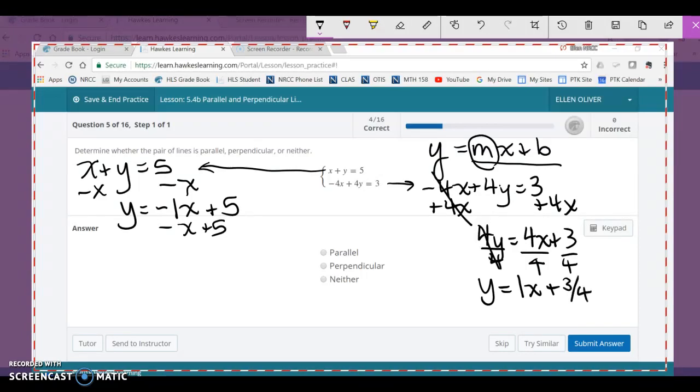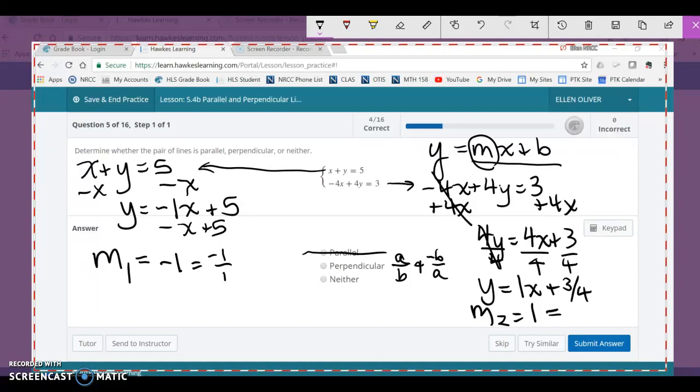So I need to compare their slopes. So the slope of this first line is -1. And the slope of this second line is +1. So they're not the same. So it's not parallel. So we have to check, is it perpendicular? Well, remember that perpendicular is where the slopes are negative reciprocals of each other. Okay, so I can write this one as -1 over +1, and I can write this one as +1 over +1. So they are opposites and they are reciprocals.